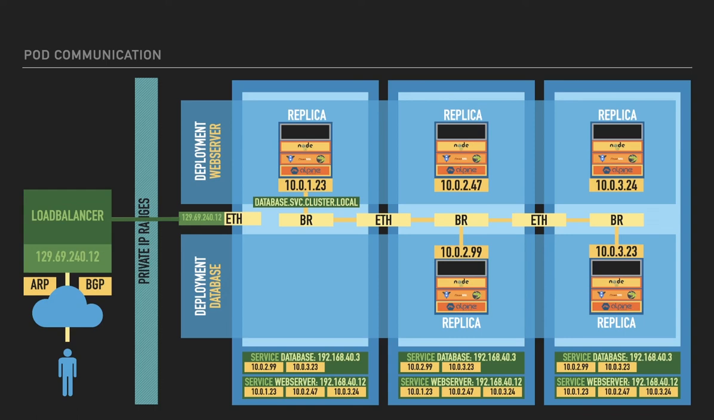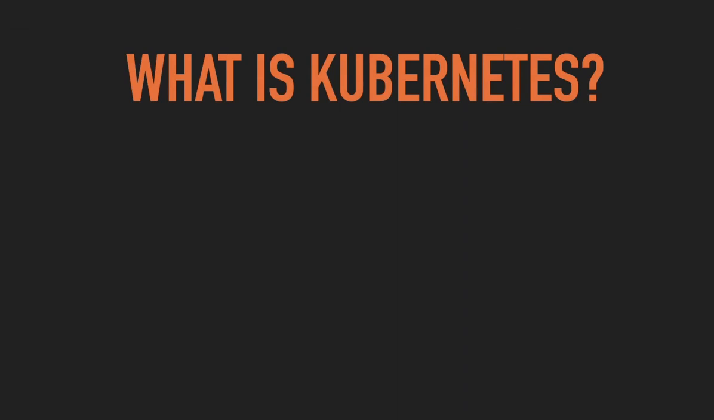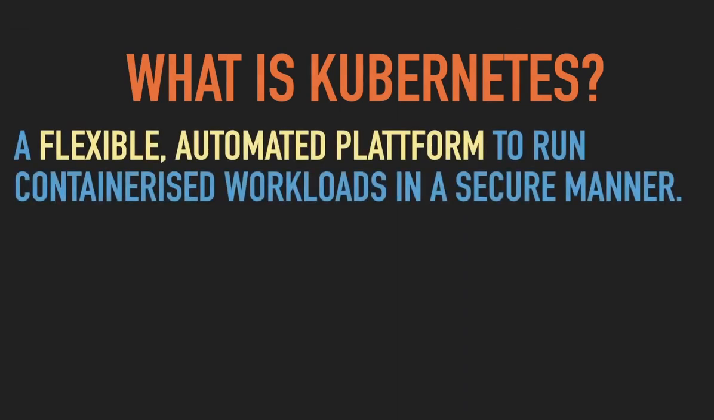Wow, now we covered a lot of ground. Let's conclude the session with answering the 3 questions we started with. What is Kubernetes? Kubernetes is a flexible automated platform. You saw how many components are working for you to achieve your goal, to achieve this desired cluster state. You run your containerized workloads in a secure manner.